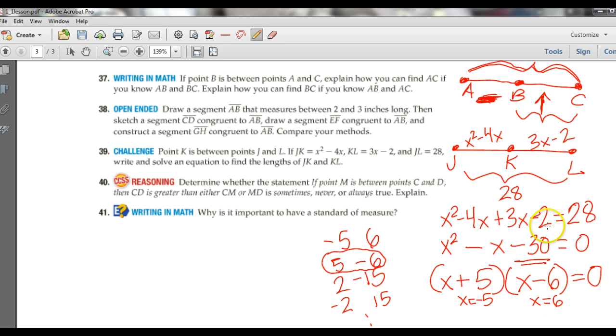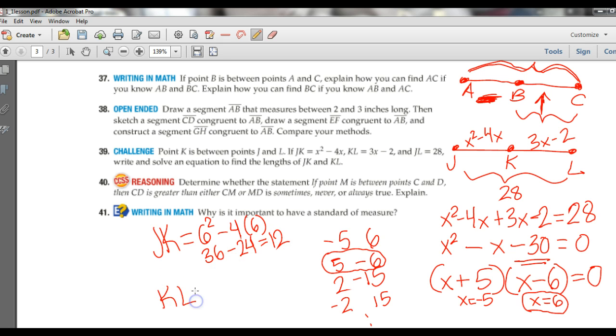If we look at our answers here, if we substitute in a negative value for x here, we would get negative 15 minus 2, or negative 17. We cannot have a negative length, so our answer must be x is equal to 6, which we would then substitute in. So to find JK, x squared, or 6 squared, minus 4x, or 4 times 6, would give us 36 minus 24, so JK is 12.